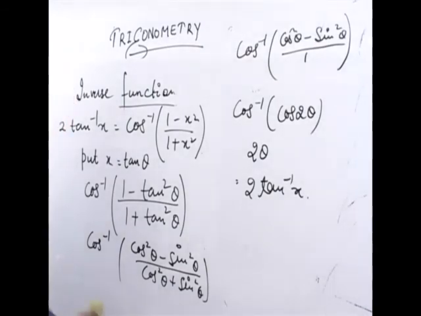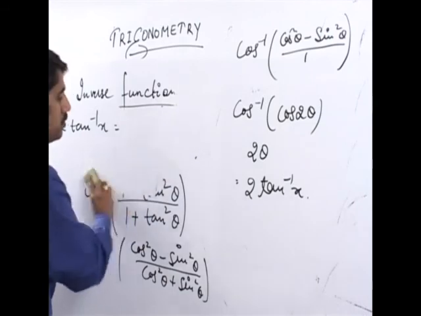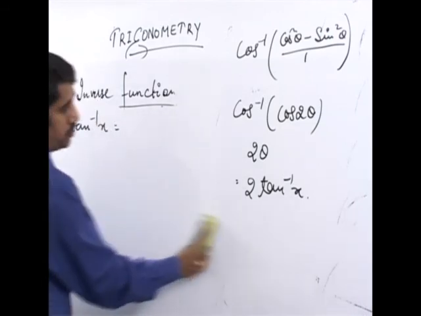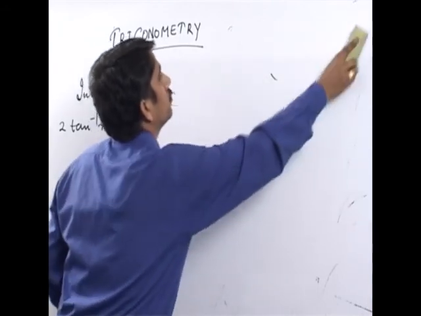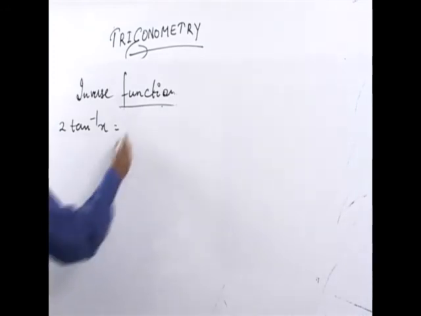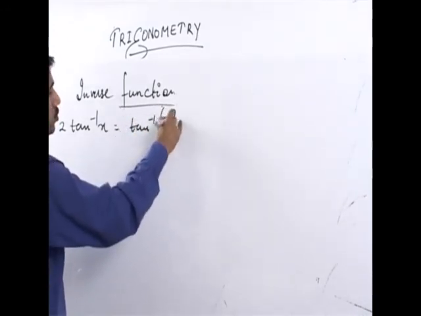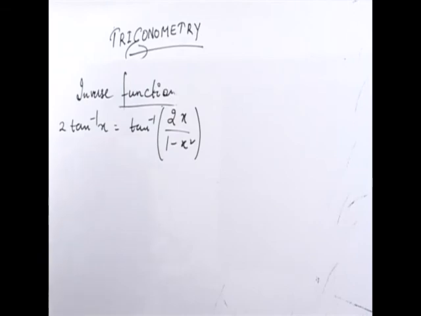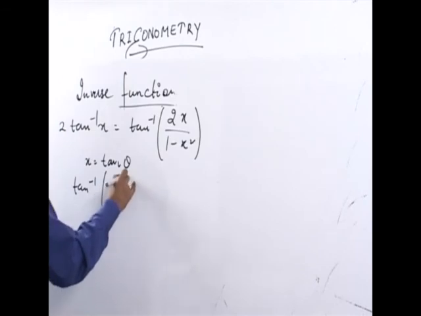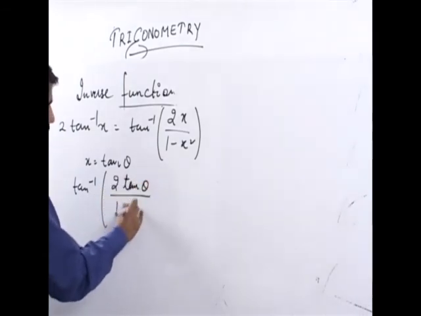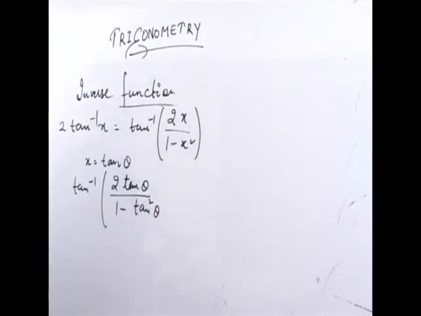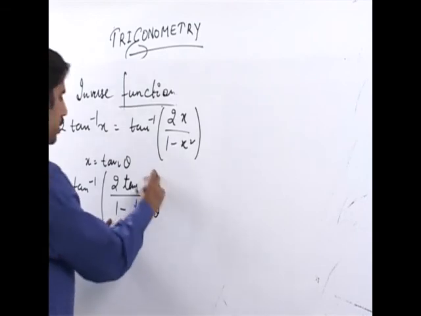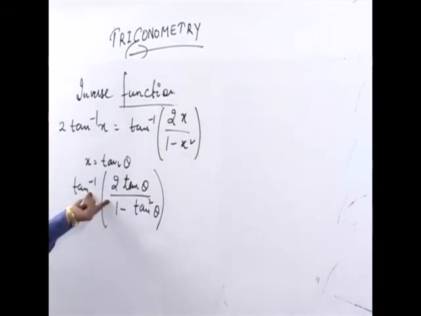Now we will prove the last formula for 2 tan inverse x, which is equal to tan inverse of 2x over (1 minus x square). To prove this, we will put x equal to tan theta here. You will get tan inverse of 2 tan theta over (1 minus tan square theta). Now again, either you can put here directly tan 2 theta, and this tan will cancel out, and you will get 2 theta, again 2 tan inverse x.